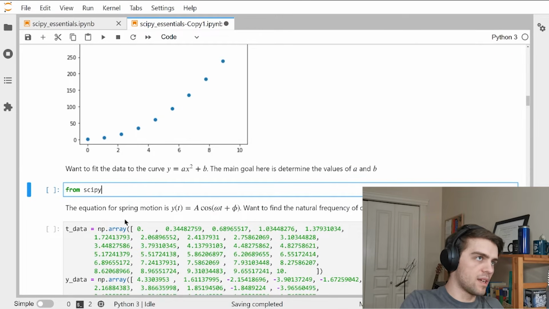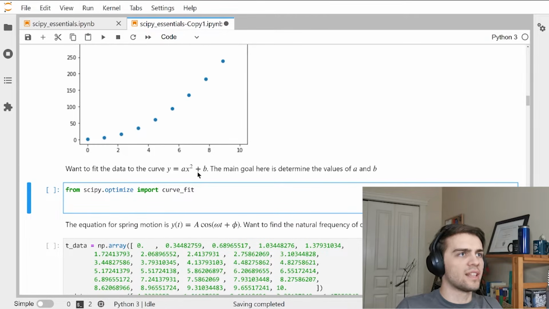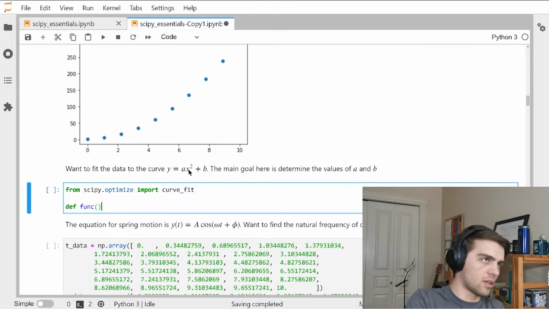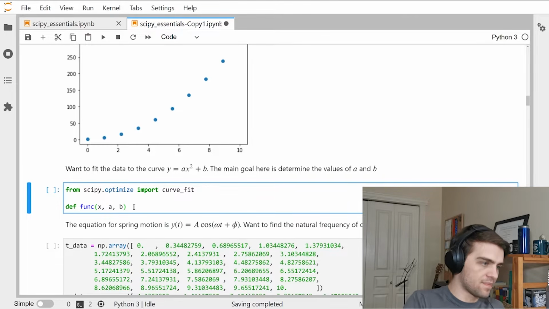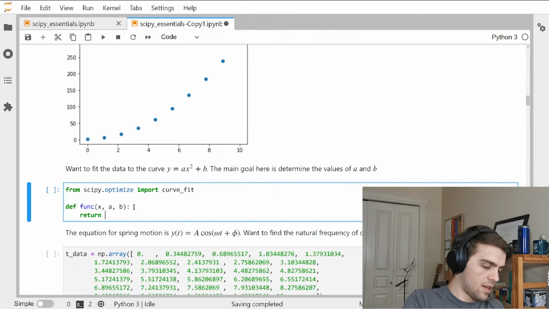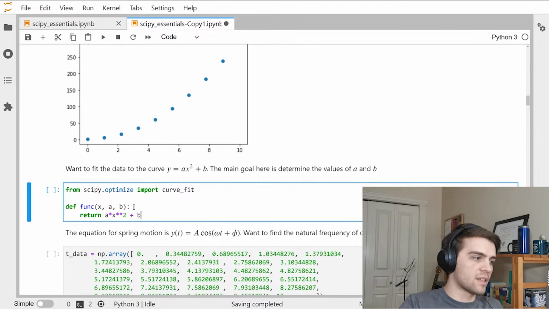So from scipy.optimize, import curve_fit. Then I need to define this function. So I'll call it func. It takes an x, and it also takes an a and b. a and b are additional parameters. They come after x. And then I just return a x squared plus b. So I have my function defined.